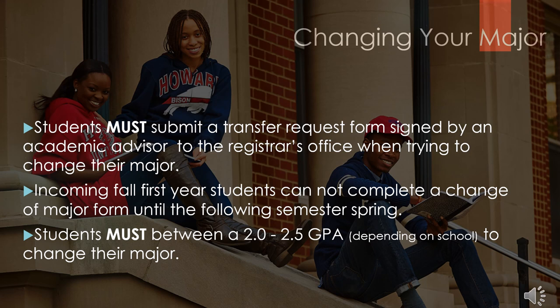Changing your major. Students must submit a transfer request form, also known as a change of major form, via the online DocuSign form. The form can be located on the Office of the Registrar website under the tab for forms. Incoming fall first-year students cannot complete a change of major form until the following semester, spring. Students must have at least a 2.5 GPA to change their major.